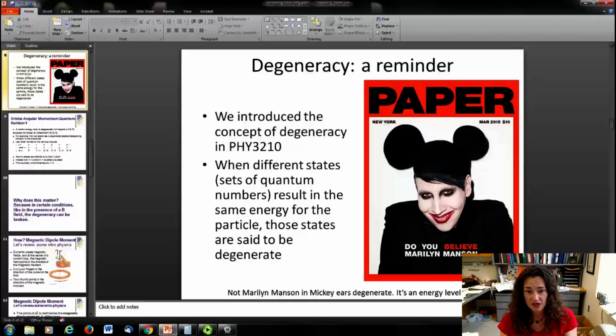I'm not talking about Marilyn Manson and Mickey Ears Degenerate, which is on the March 2015 cover of this magazine called Paper. Not that kind of degeneracy. I'm talking about an energy level thing from quantum mechanics, all right?